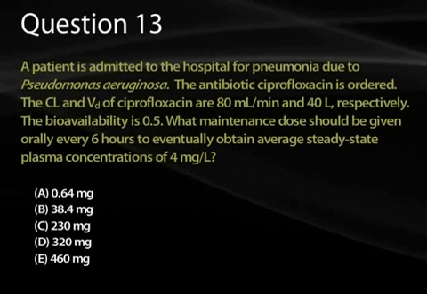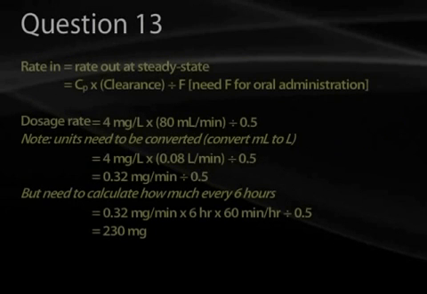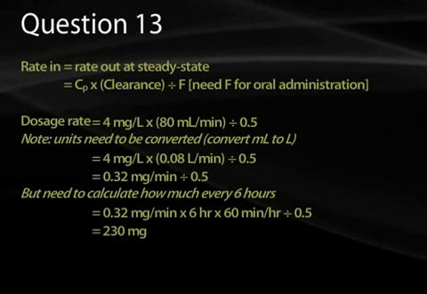Question 13 is quite similar. Instead of giving the medication IV, we'll give the medication orally, and the bioavailability is 0.5. Which dose should be given? Again, it's the same answer, 115 milligrams, with the same calculations, but we must divide by 0.5 because the bioavailability is 0.5. Therefore, the answer is 230 milligrams, because dividing by 0.5 is just like multiplying by 2.